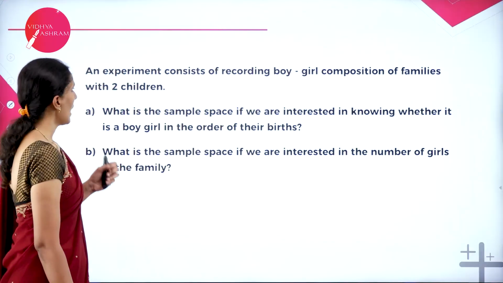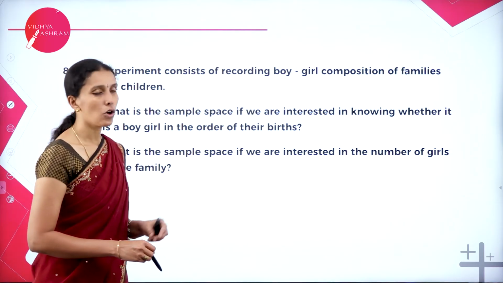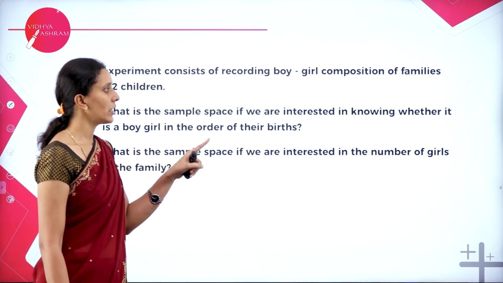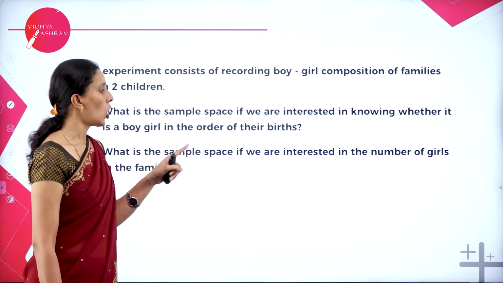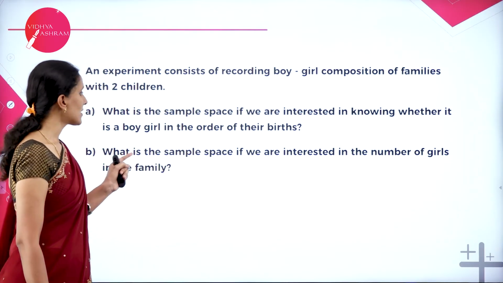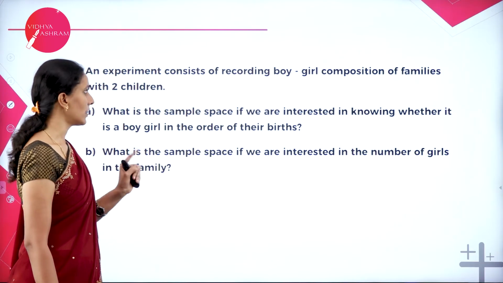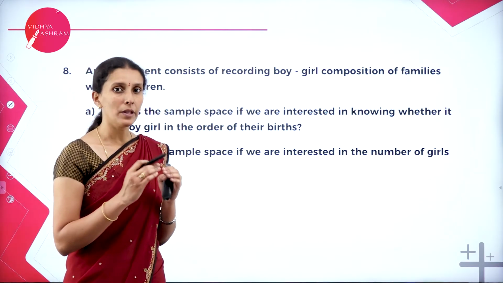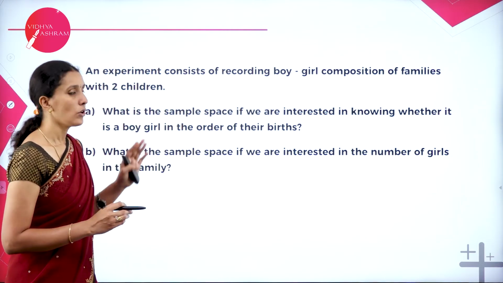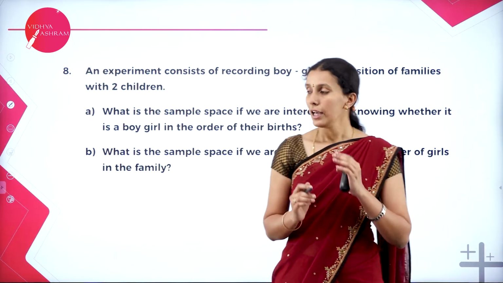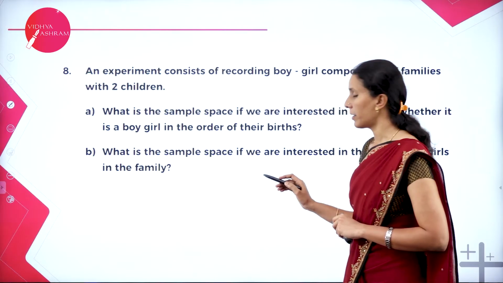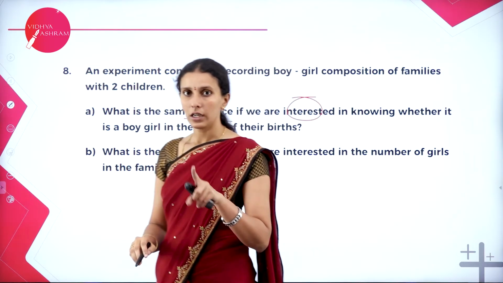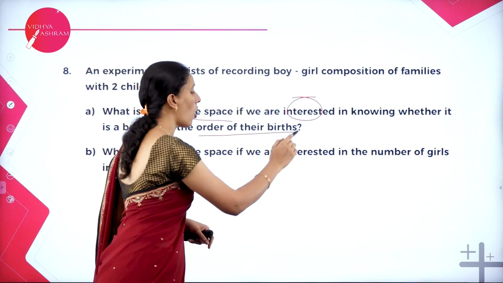Let's see the next one. An experiment consists of recording the boy-girl composition of a family with 2 children. What is the sample space if we are interested in knowing whether it is a boy or girl in the order of their birth? What is the sample space if we are interested in the number of girls in the family? A family must consist of 2 children. We have to write the order of the boy-girl combination for the first one. What is the sample space if we are interested in knowing the boy or girl combination in the order of their birth?